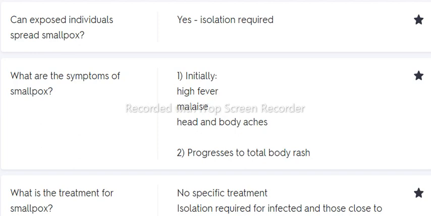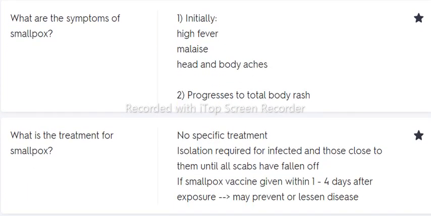Can exposed individuals spread smallpox? Yes, isolation required. What are the symptoms of smallpox? 1. Initially, high fever, malaise, head and body aches. 2. Progresses to total body rash.